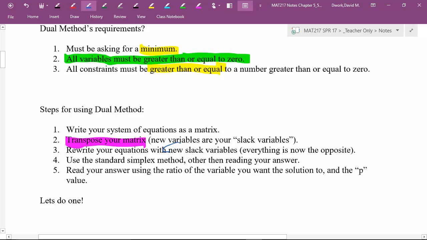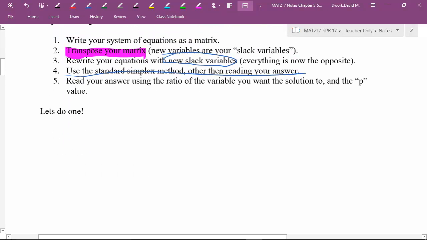And so then you're going to rewrite your equations with new variables. You'll see what I mean when I do the problem. We're not actually adding slack variables at this moment, but we're going to have to make up new variables because after we transpose, all of our columns and rows get mixed up. After you rewrite your equations, then you just use the standard simplex method. And last but not least, a caveat a lot of students miss: your answer is read differently at the very end. There's a very special method to reading your answer when you're using this method.